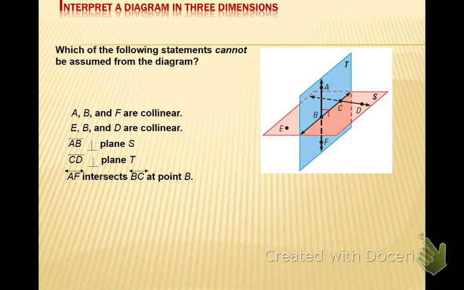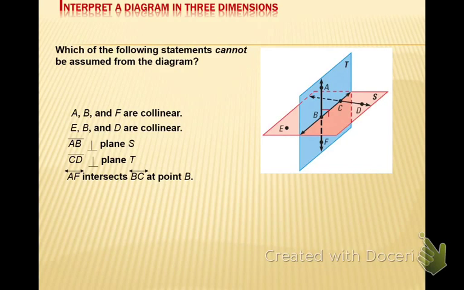All right, this one's not in your notes, but we'll go through it here. Which of the following statements cannot be assumed in the diagram? Can we assume that A, B, and F are collinear? Are they all on the same line? Yeah, we can't assume that.